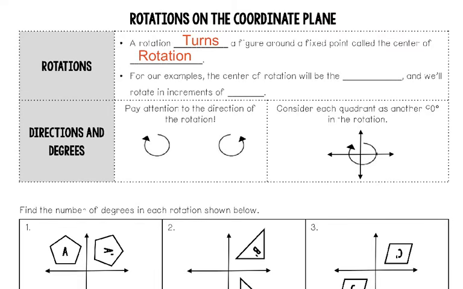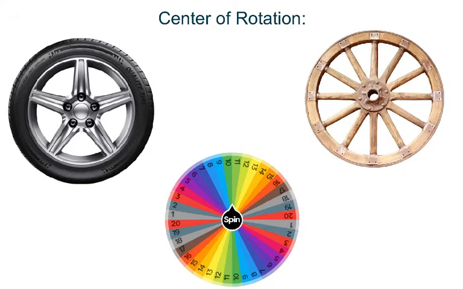So just like translations are slides, reflections are flips, rotations are a type of rigid transformation that is a turn. And the important thing that you know about turns is that they have to turn around a fixed point. We call that point the center of rotation. Here you can see three wheels. The center of rotation is the point in the middle that they all rotate around. So in the tire, it's that middle part that the tire rotates around.